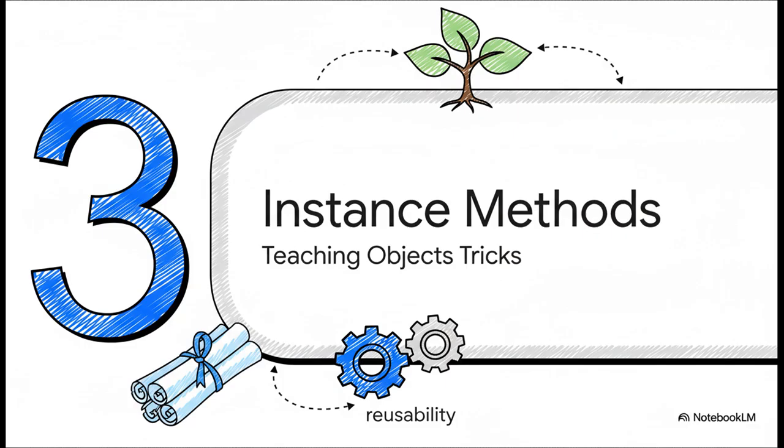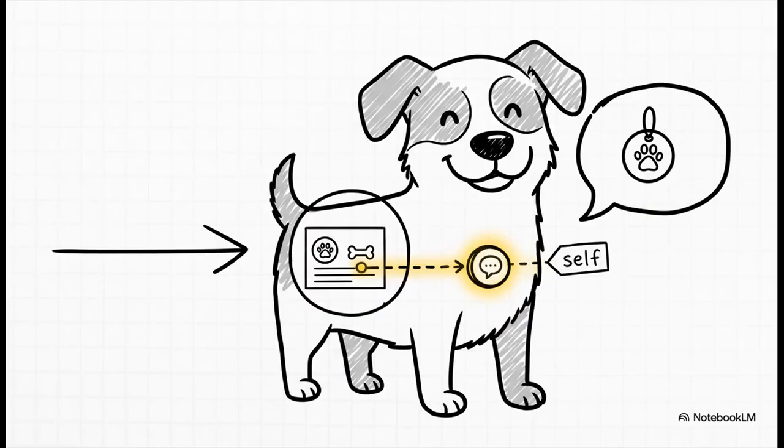Our blueprints can also define actions, behaviors. This is how we teach our objects how to do things. In Python, we call these instance methods. Here's the crucial thing to remember. A method is just a function that belongs to an object. It's part of the package.